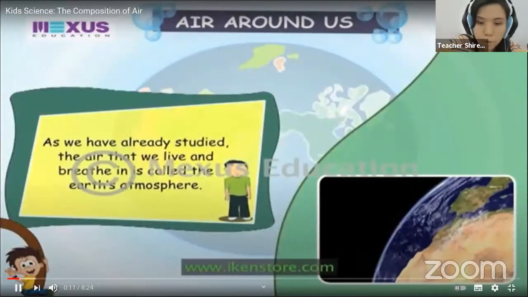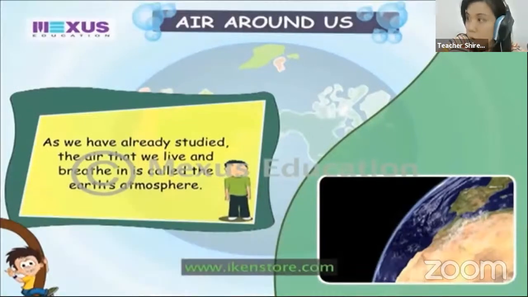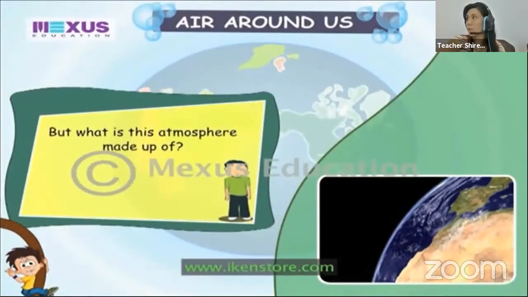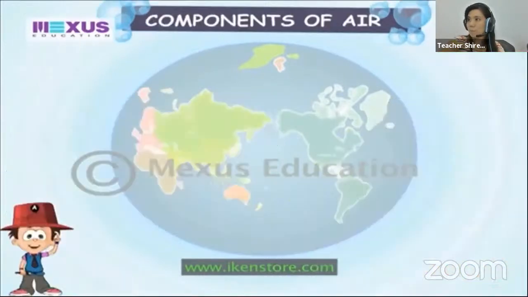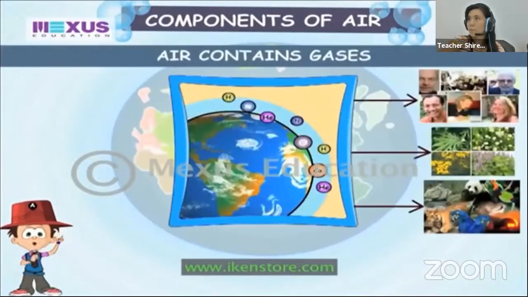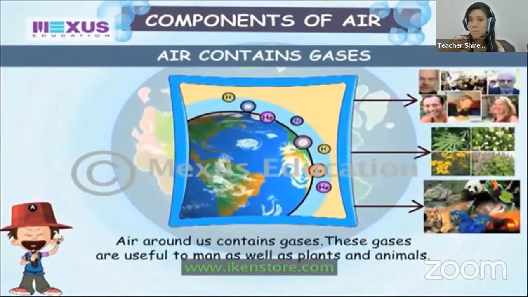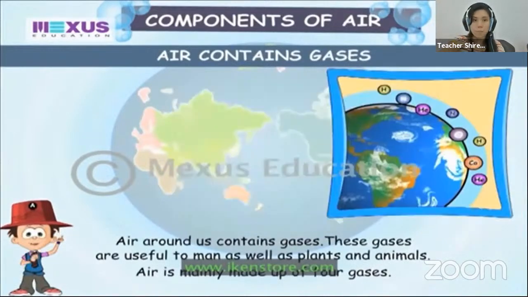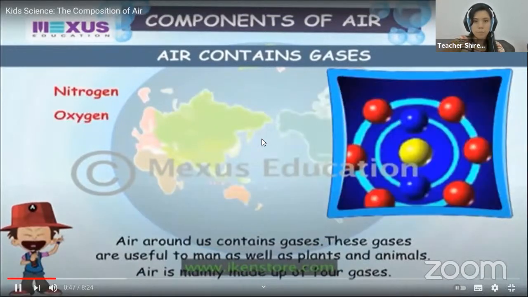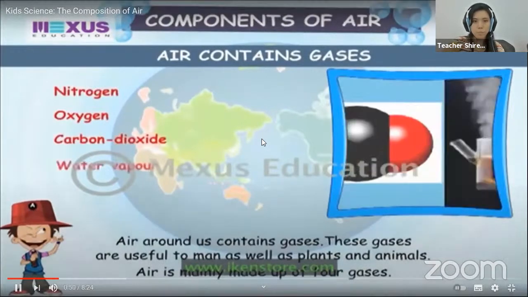The air that we live and breathe in is called the Earth's atmosphere. But what is this atmosphere made of? What does it contain? Let's find out. Air contains gases. The air around us contains gases. These gases are useful to man as well as plants and animals. Air is mainly made up of gases: nitrogen, oxygen, carbon dioxide, water vapor, and other gases.